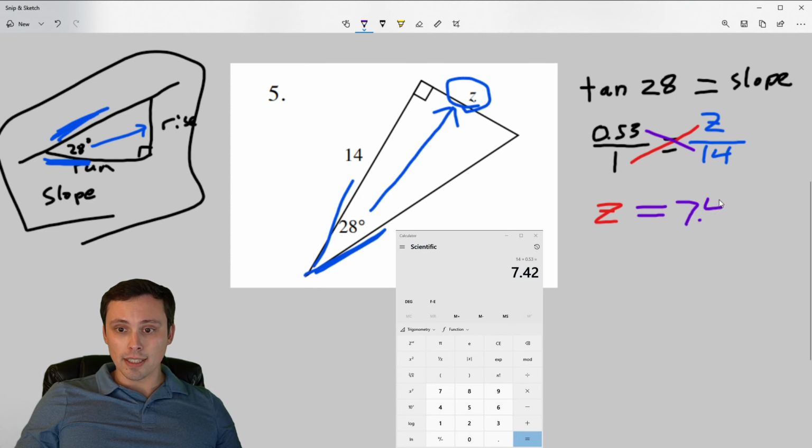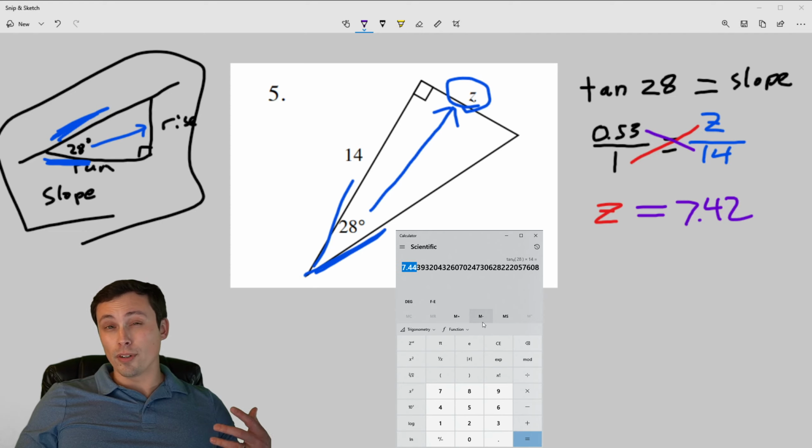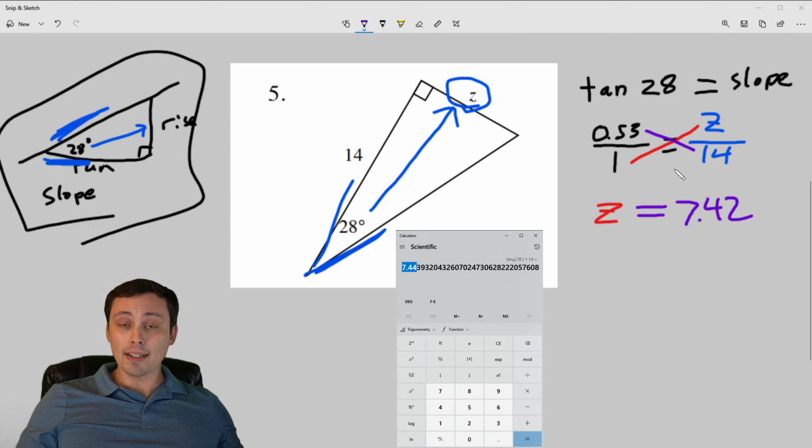Now this is a rounded answer because I rounded this tangent value as 0.53. If you really wanted to get a more accurate answer, you could have done the 28 and then got your tangent value, and you could have done that whole big thing times 14, and that'll get you a slightly more accurate answer. So it is closer to 7.44, really. But I'm not going to be too picky since we just learned this, and this is probably the easiest way for you guys to think about it right now.